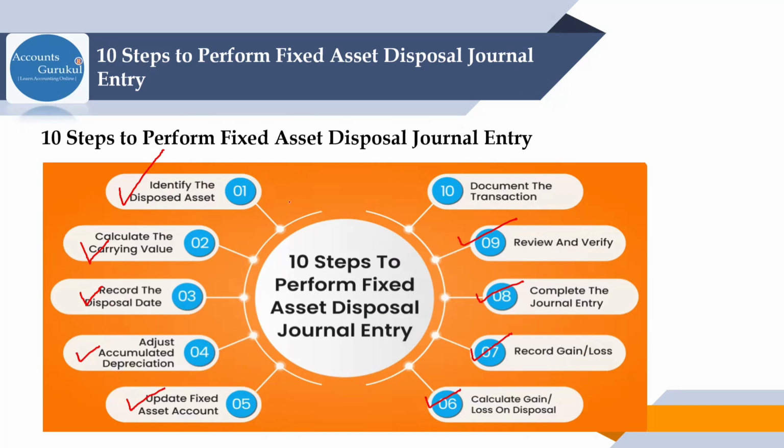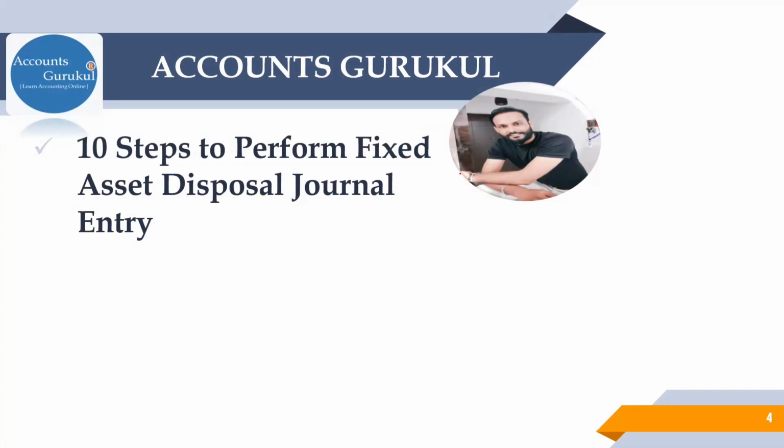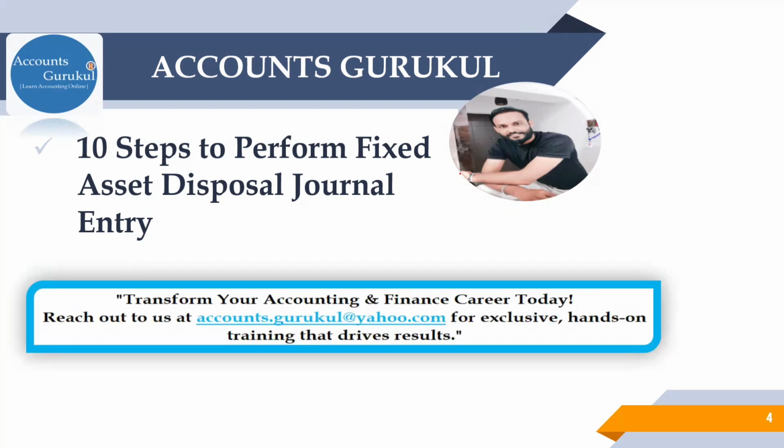the journal entry. So we need to do the review from 1 to 8 of all the process with backup documents, and then we have to document the transactions. That concludes that we have done the disposal, and we have to remove that asset from our fixed asset register. So that's the way you have to follow the 10 steps to perform fixed asset disposal journal entry, and go through all these 10 steps to have the journal entries in the system.